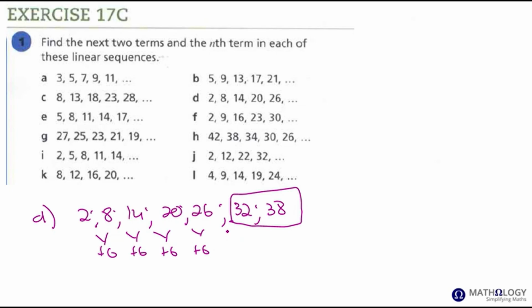Now the nth term, we take the difference, which is 6, and we multiply it by n. When n equals 1, we need to have a first term of 2. 6 times 1 is 6.